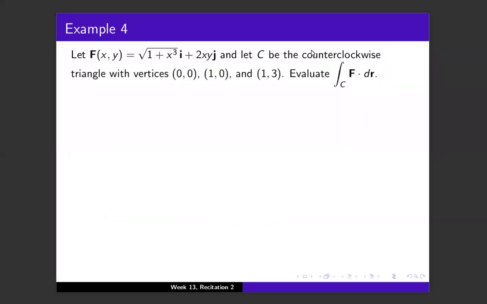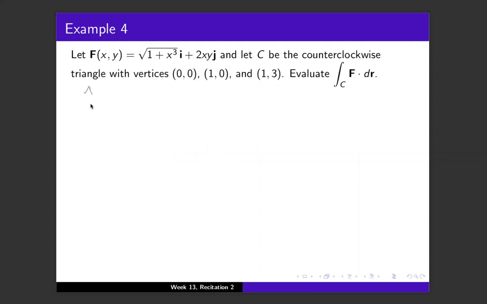Now, what if we have this example? We've got F(x,y) is the square root of 1 plus x cubed i, plus 2xy j. And C is going to be the counterclockwise triangle with these vertices: (0,0), (1,0), and (1,3). And you need to find out what that line integral is.